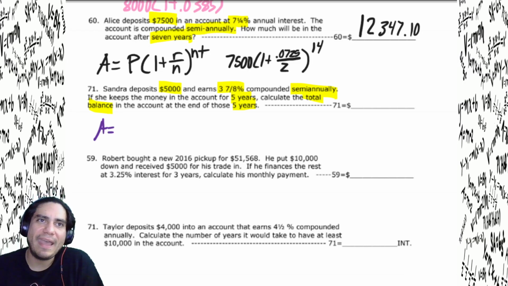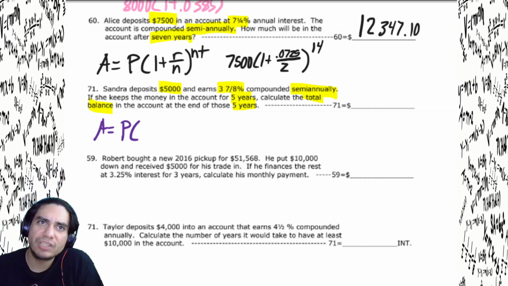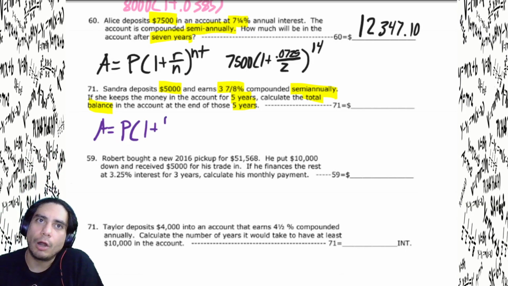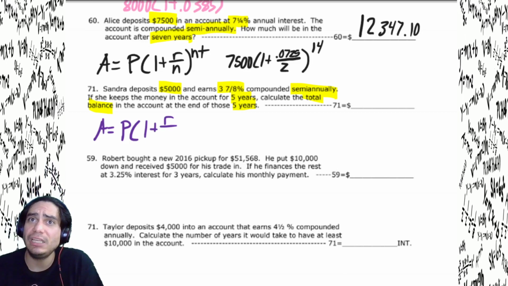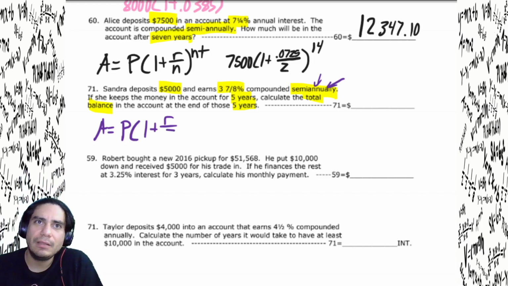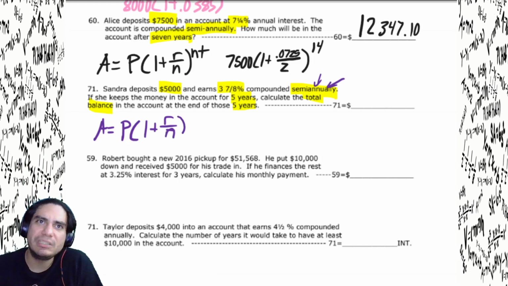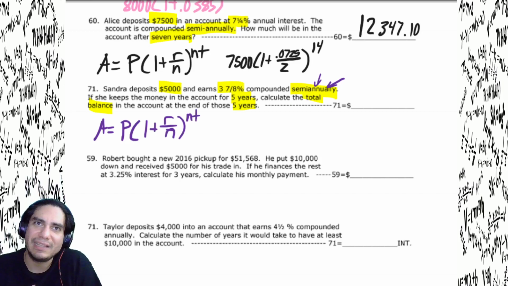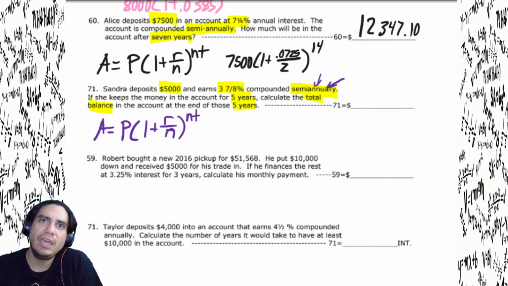So we got the accrued amount equals principal times 1 plus our rate, and since it's semi-annually again, you see that bad boy, right? It's going to be divided by what? Well, it's divided by n. When we substitute, it's going to be divided by 2. And we raise it to the n times t power. All right, let's go ahead and substitute.